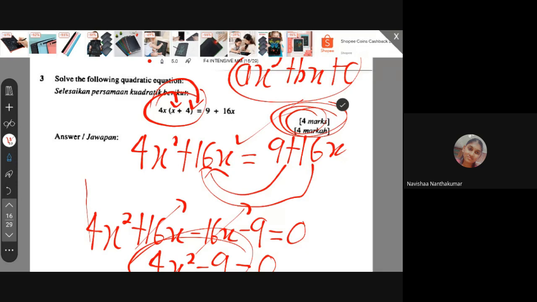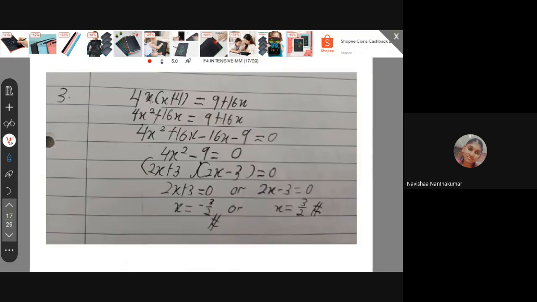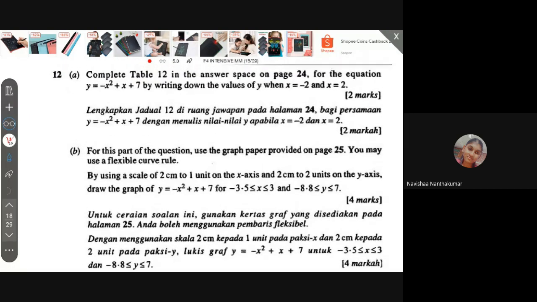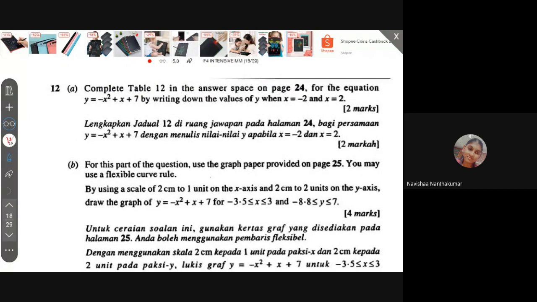Okay, so next question. So this is the pengiraan lah. This is how we solve the question. So same method like just now. Okay, sekarang soalan lebih kompleks pula. Lukis graph. Now we have to draw graph.